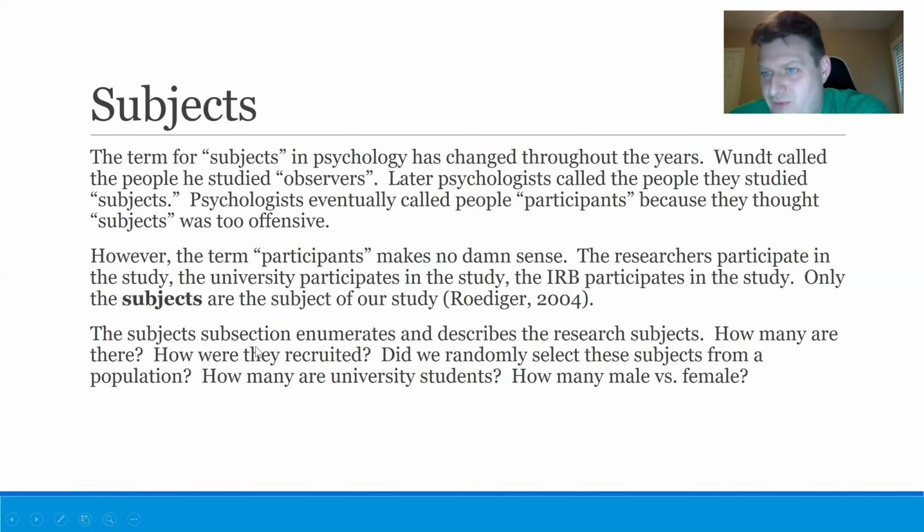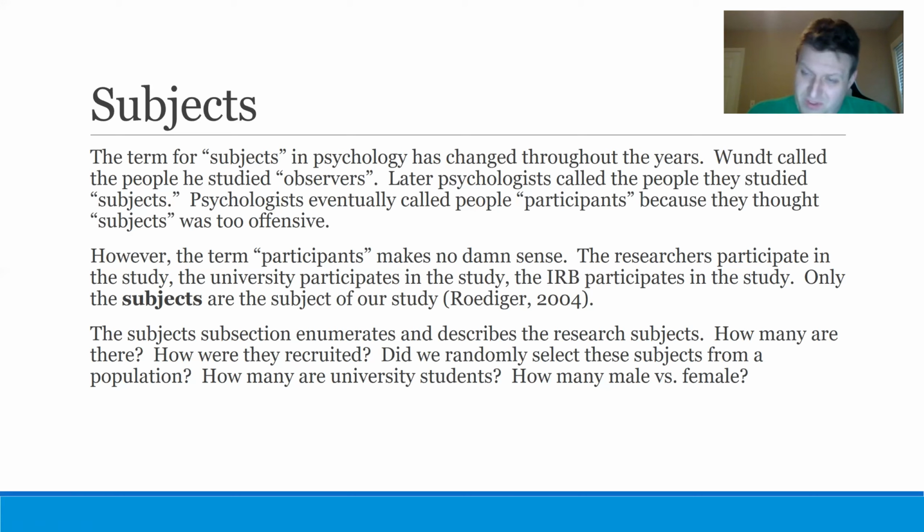So now that you've gotten that out of the way, what do we include in our subject subsection here in the methods? We are going to list how we came upon these subjects, how many there are, what sampling plan we used. Did we use simple random sampling? Did we use snowball sampling? How were these subjects selected?